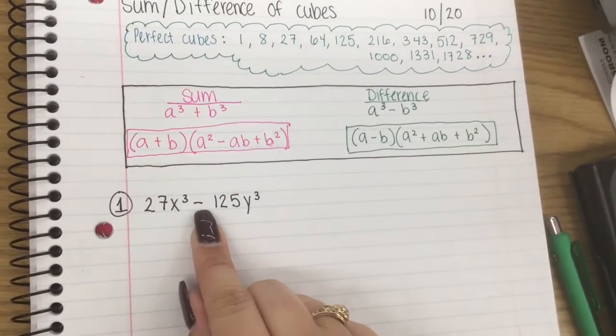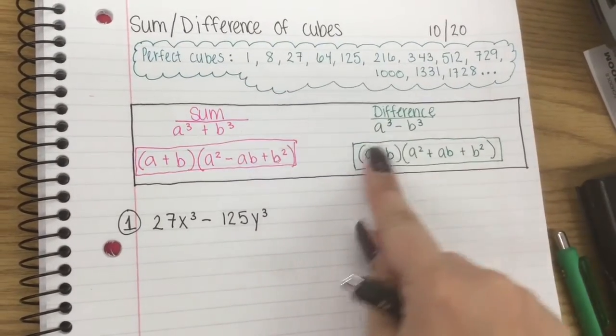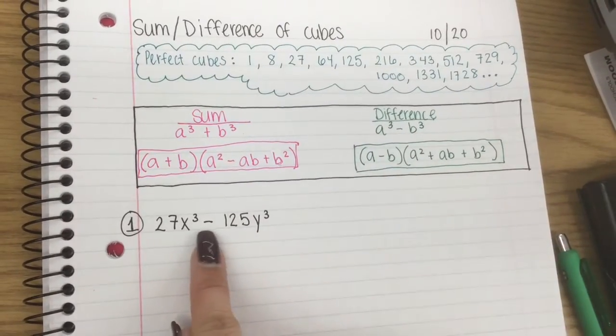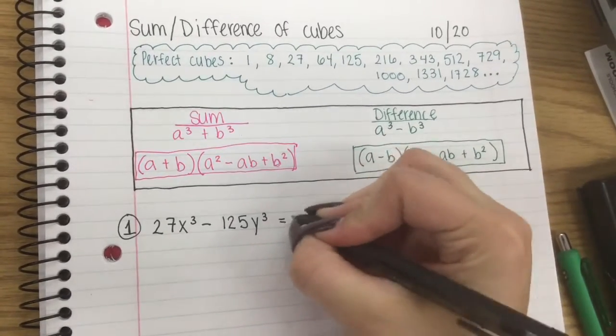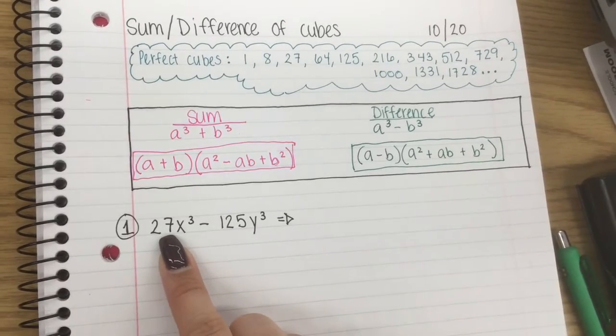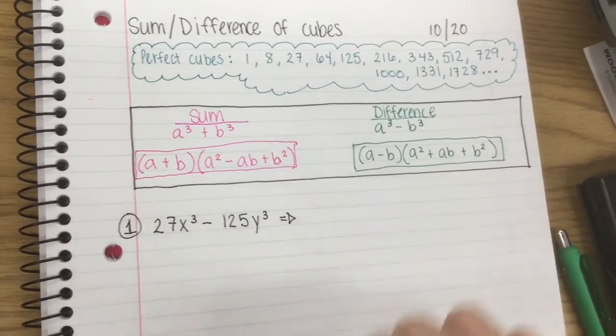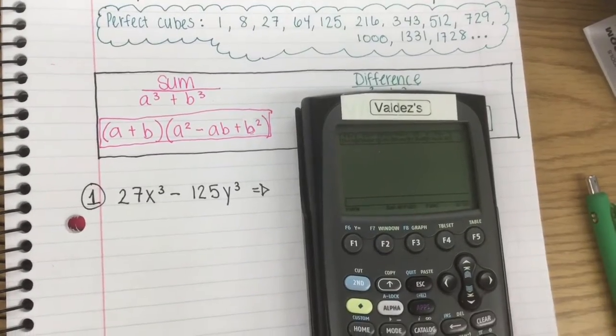So we're going to look at this 27x cubed minus 125y cubed. Both of these are perfect cubes, and it is a difference because of that minus sign in the middle. So I'll be using the rule for the difference of cubes. If I'm trying to figure out if 27 is a perfect cube, or to figure out the cube root of that, I can pop that into my calculator.